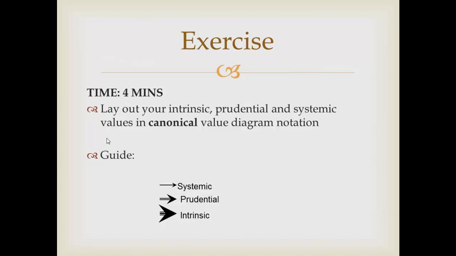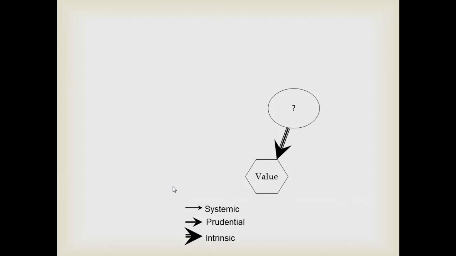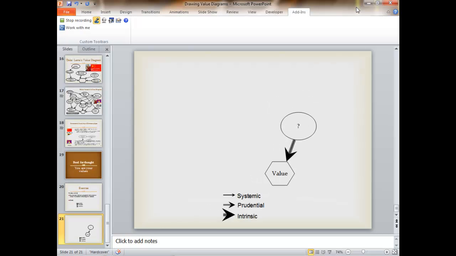So as our final exercise, lay out your intrinsic, prudential, and systemic values that you found in the previous exercise in a canonical notation. The guide here is you want to use thick arrows for the intrinsic values, thinner arrows, the two-barred arrows, for the prudential ones, and the thinnest single-bar arrows for the systemic values. Very quickly, I'll leave this template on the website so you can download this and pretty much copy this. So this makes it very simple.